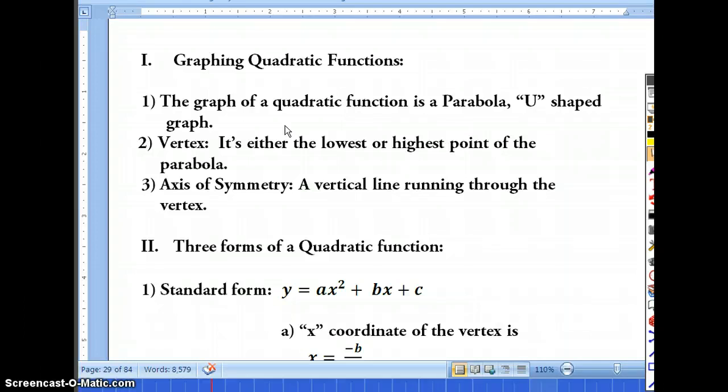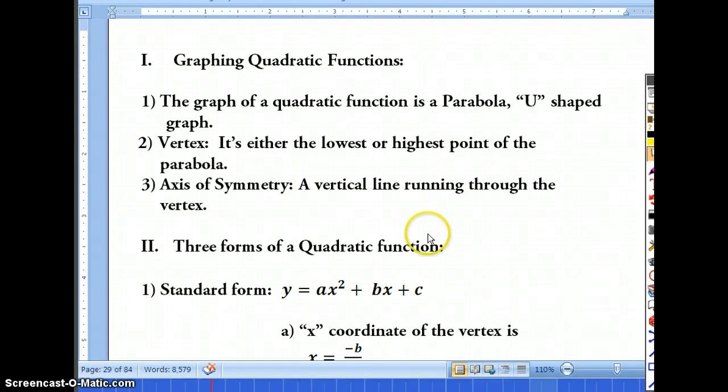That's why I stressed it so much in Chapter 2. That's why I took off points if you didn't have that graphed, because I want to make sure that you understand it's important to have an axis of symmetry. It's that vertical line that goes right through the vertex and creates symmetry for the parabola.